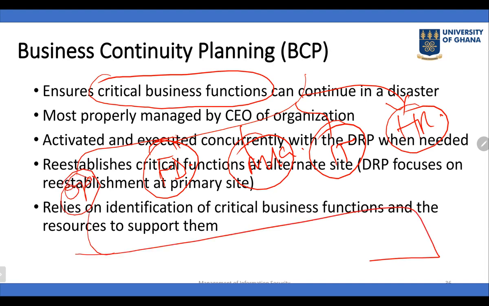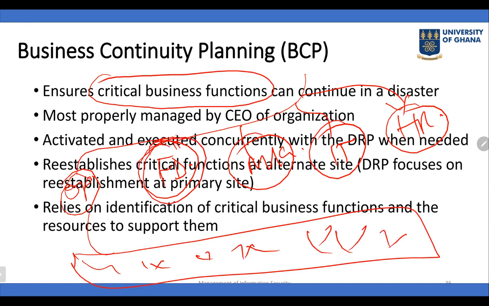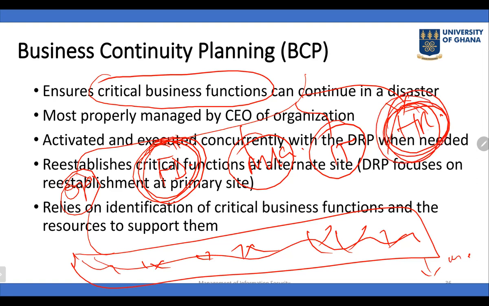For instance, let's say finance, or let me put operation here. Under operation, where the tellers and everything are all working, you make sure that even if the finance department is not working for 24 hours, or let's say 48 hours, operation is in place to serve your customers, to still maintain the intimacy. Or human resource management is, to me, not a critical business function area. It's where they do the recruitment and all that. But you make sure that a department like information technology, a critical business function, has to be restored for the business to run. And most properly managed by the CEO of the organization.